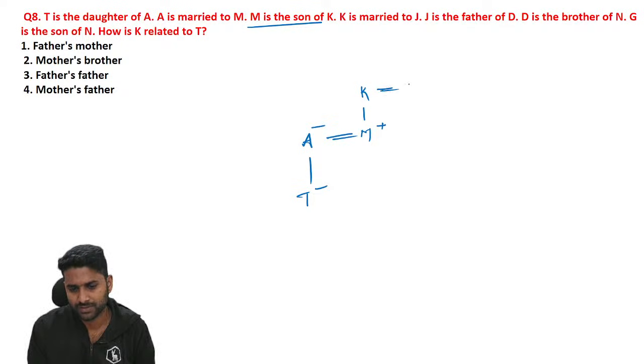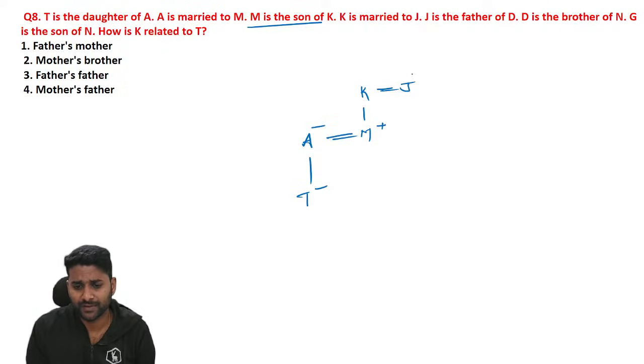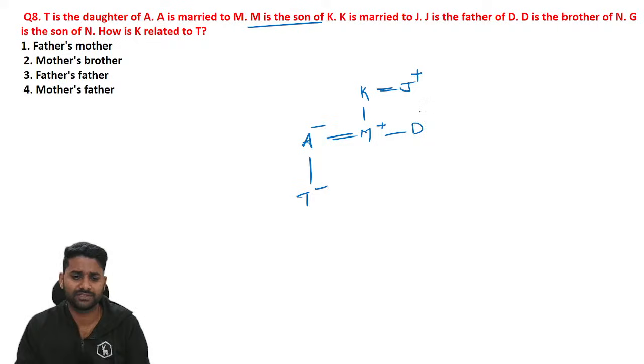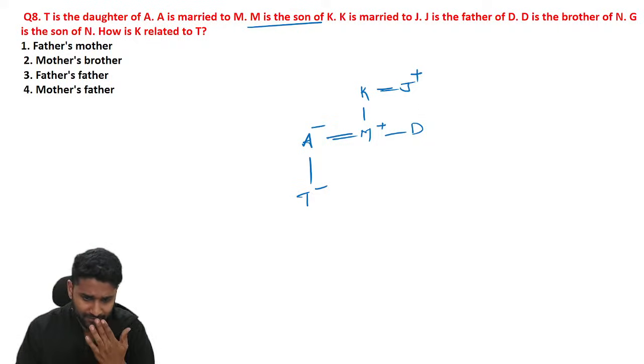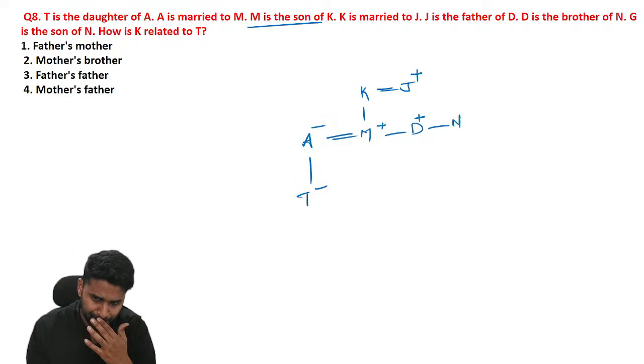K is married to J. See, two lines represent the spouse relation. J is the father of D. If J is the father of D, definitely M and D are siblings. And we don't know the gender of D till now. D is the brother of N. So this single line represents the sibling relation.